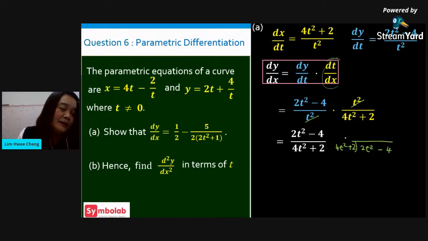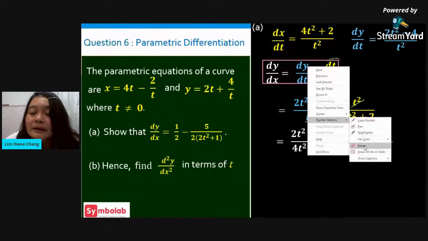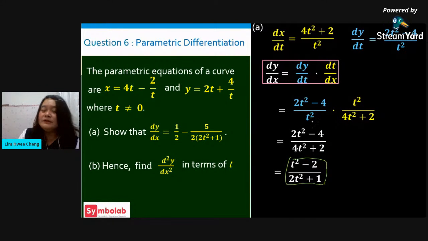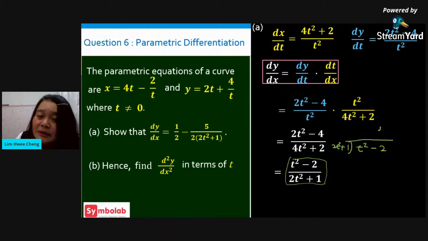Before this, we can factorize to the simplest form, we do this directly because they want 1 over 2. Okay, so we do long division. t squared minus 2, 2t squared plus 1. What you need to multiply, but you don't get 1, so you multiply with 1 over 2. So you have the t squared plus 1 over 2. So you subtract and get minus 5 over 2.